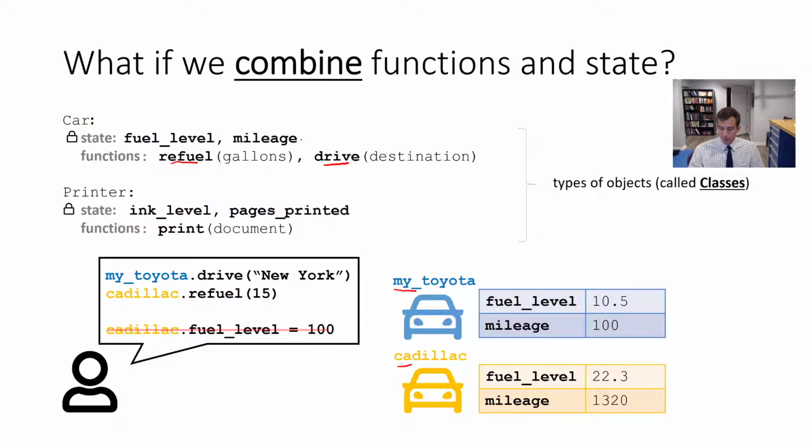So to use these objects, the syntax is going to be the name of the object dot the method, or the function, I guess, right? So you can drive a Toyota just the same as you drive a Cadillac or refuel them, right? But notice how we're flipping it. It used to be that we'd put the function first and then all the parameters. Now we're putting the object first, dot its function, and then any parameters that function wants. So here, New York is the destination, right?